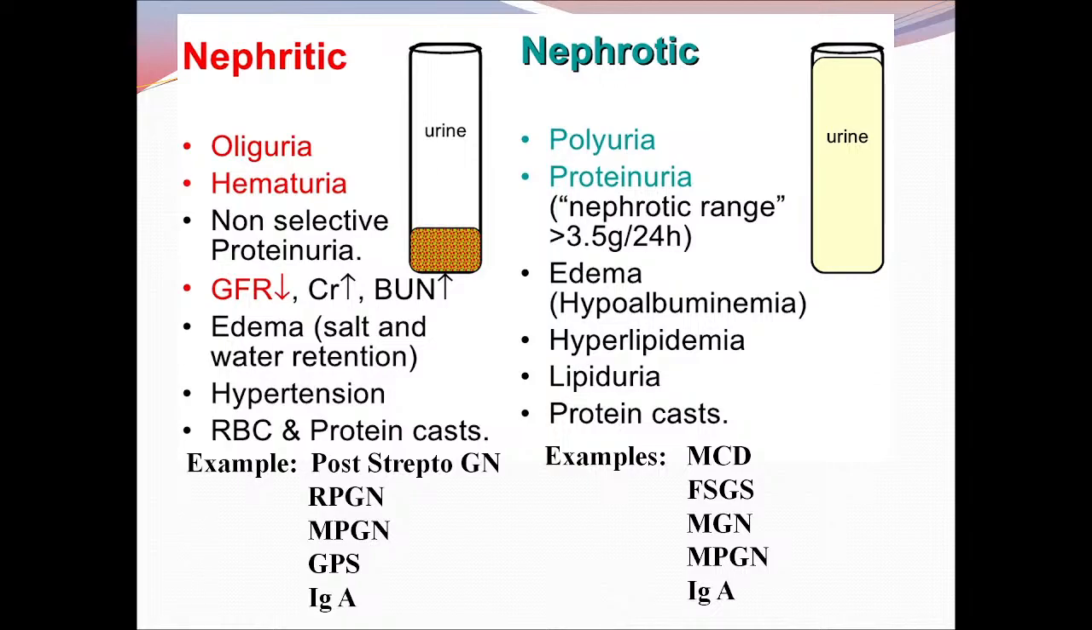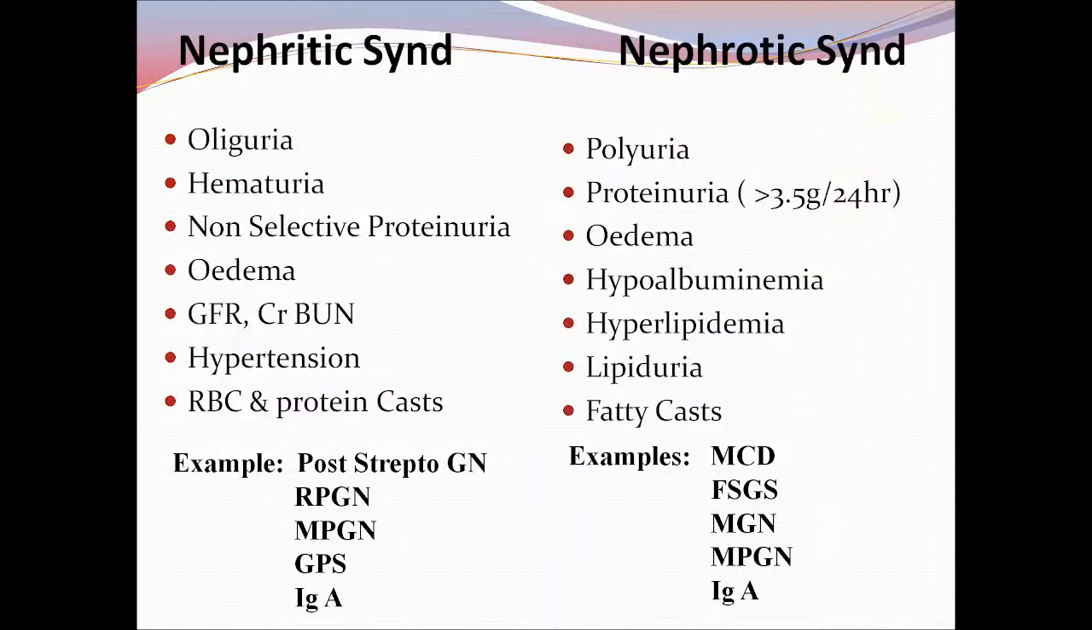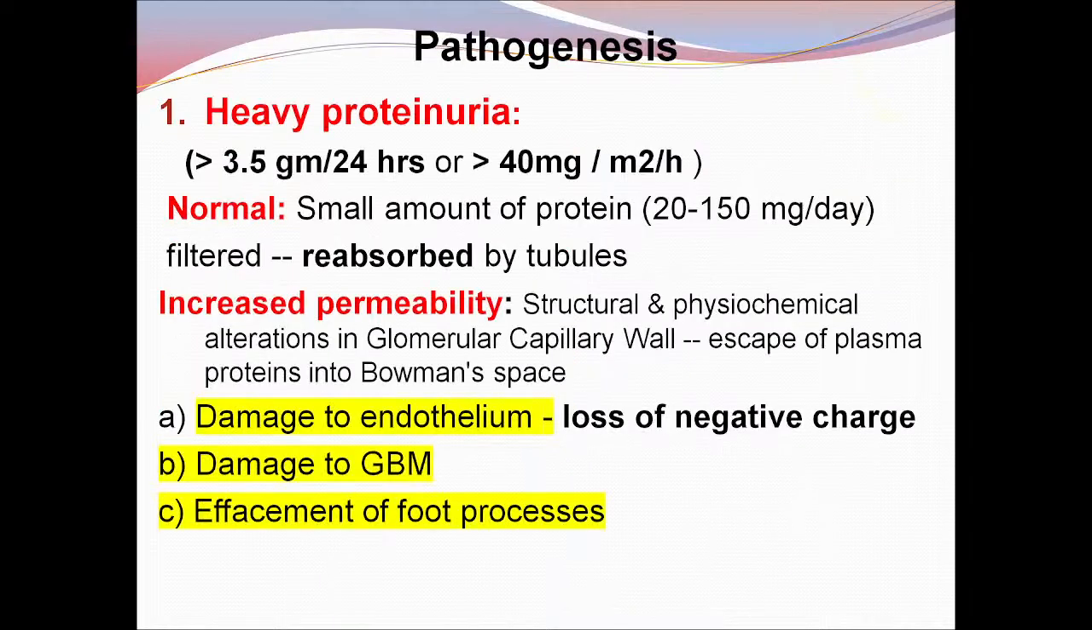And when you look at the urine examination, apart from the physical and chemical examination, under microscopy you will see some RBCs if there is associated hematuria, and you may see protein casts. So, casts may be seen in both cases, but the presence of RBCs or RBC casts may be a feature of the nephritic syndrome. Okay. So, this is just a distinction.